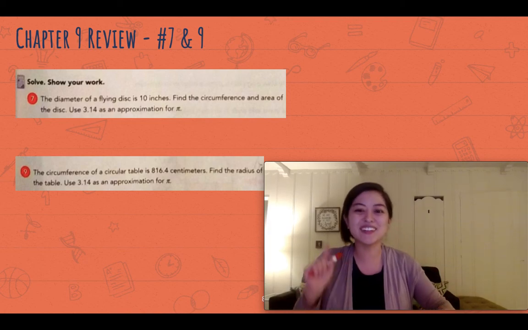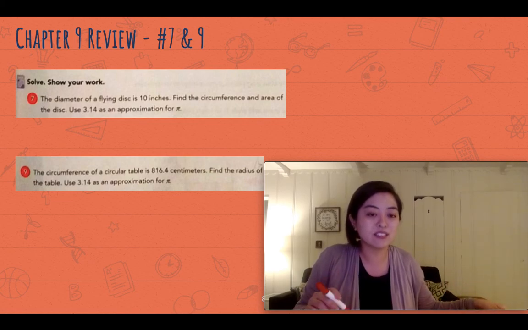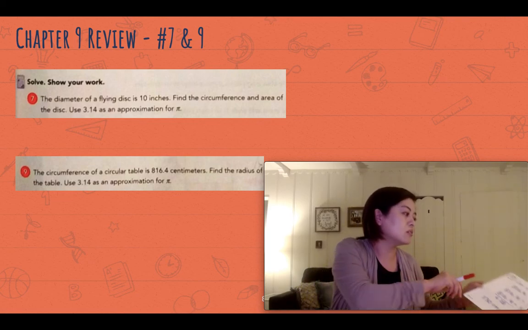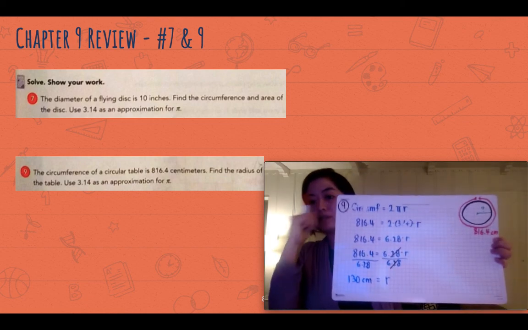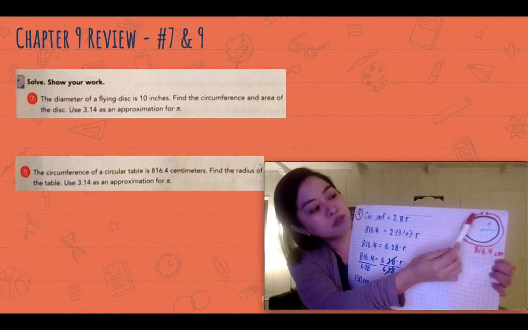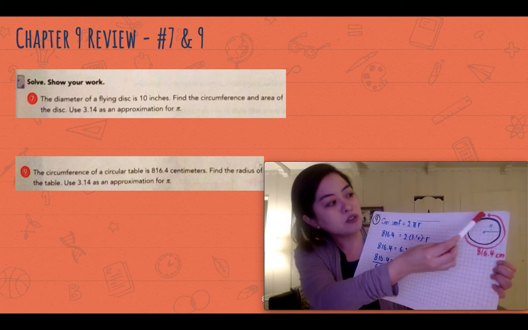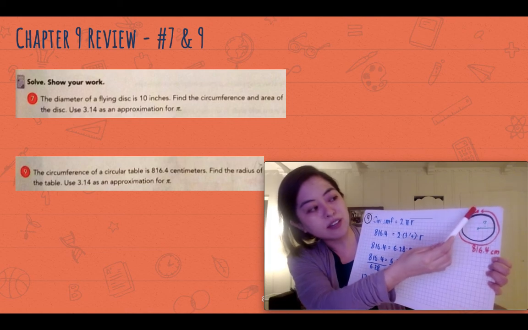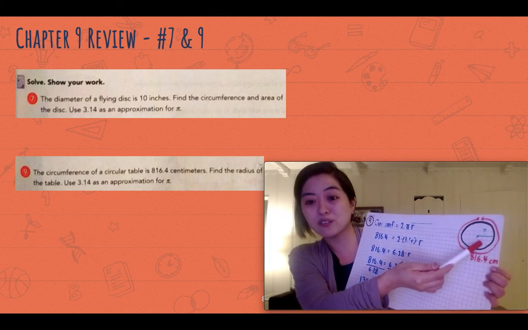All right, let's do number 9. We're finding the circumference of a circular table. They tell us the circumference of that circular table. Okay, so I drew a picture. Look at the black circle. We don't know the radius, but the circumference, which I traced in red, is 816.4 centimeters. So our goal is to find the radius.